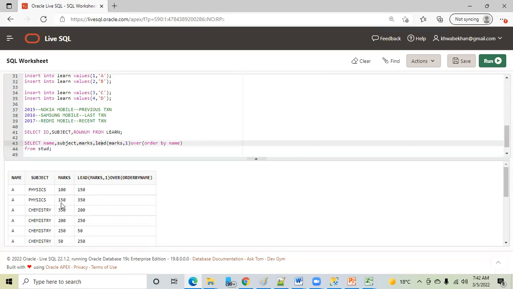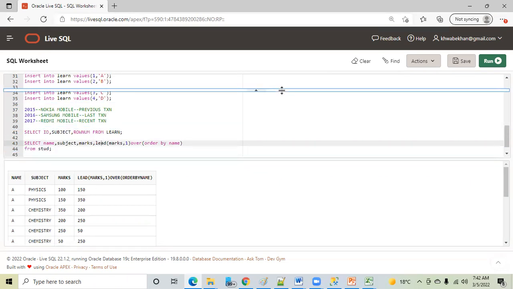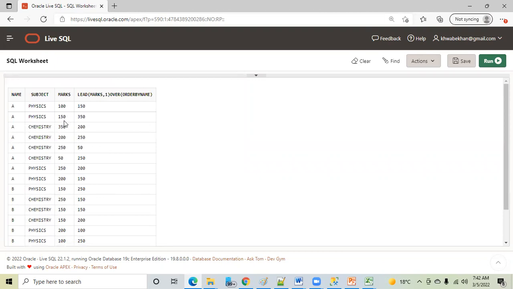Now, I think Sandeep knows this concept, but Sandeep, if you have a question, you can ask me. So, Shivanshi, this new column which I have written, lead marks, comma one, can you tell me what is happening here? Can you find a trend here? What I see is that it will skip 100 and it will give what is after 100, like diagonal type. It has moved the sequence one step up.